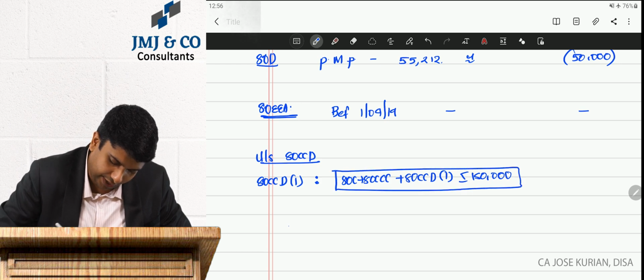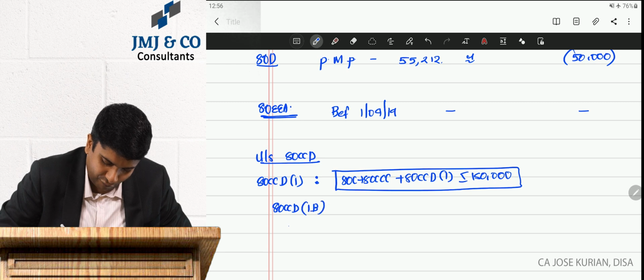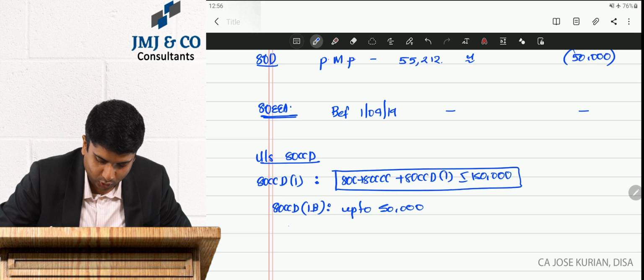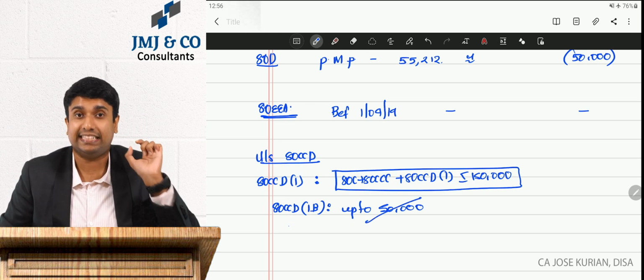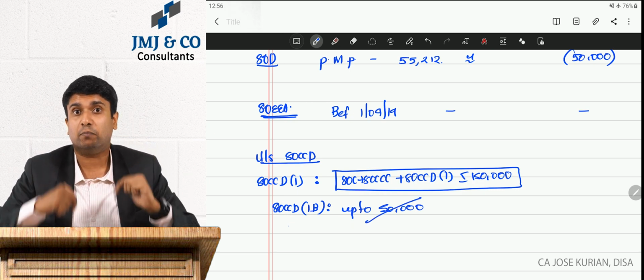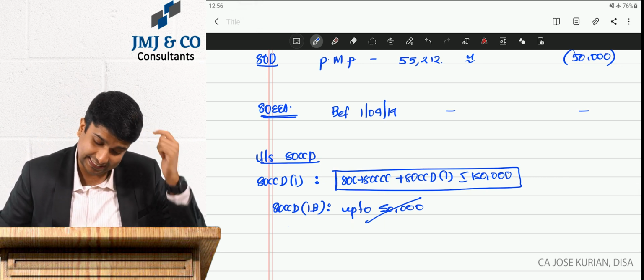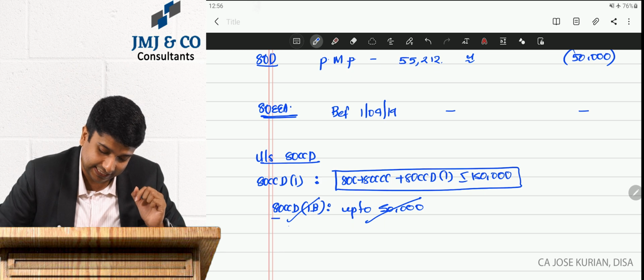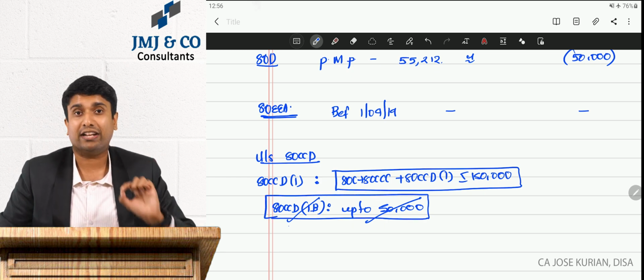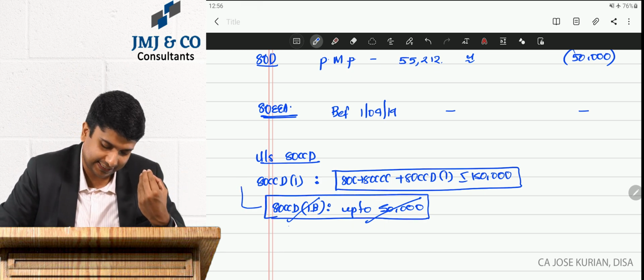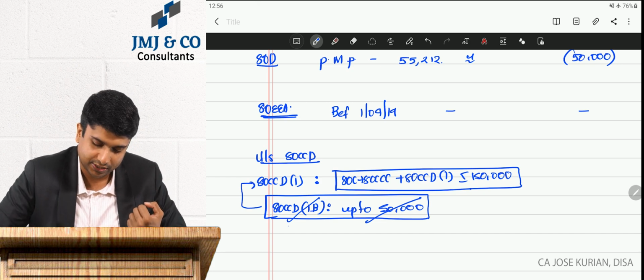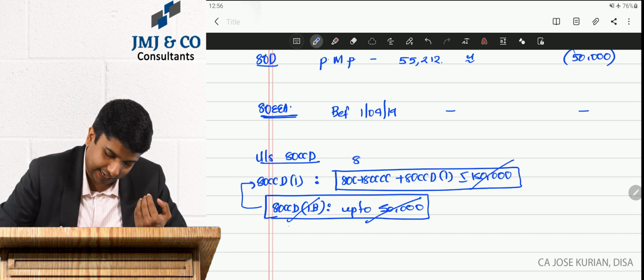And there is one more way of claiming deduction, that is 80CCD subsection 1B. Without any ceiling limit, the assessee can claim up to 50,000 as a deduction here. So always, if there is an 80CCD deduction in relation to employee's contribution, you can claim it as a deduction under 80CCD(1B) first. Whatever remaining can be claimed under 80CCD(1), because 80CCD(1) is subjected to the overall ceiling limit under 80CCE. That's what I've written here.